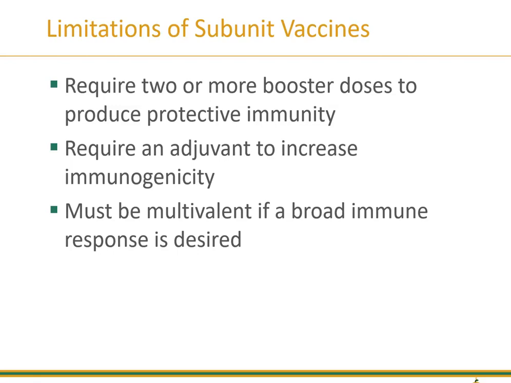There are some limitations with using a subunit vaccination, because it usually will require 2 or more booster doses, so we get enough immunity, a high enough titer, to protect the person. Sometimes it will require an adjuvant to increase immunogenicity. If you remember, an adjuvant is something that will increase an immune response to a particle. And it must be multivalent. In other words, it will give a broad immune response. I like the example they used for HPV, where it was the L1. So we're looking at many subunits.